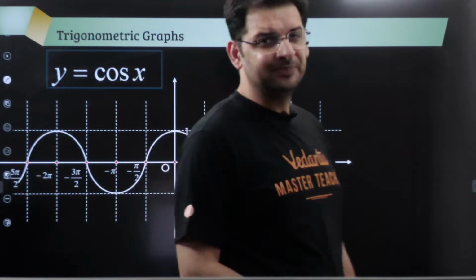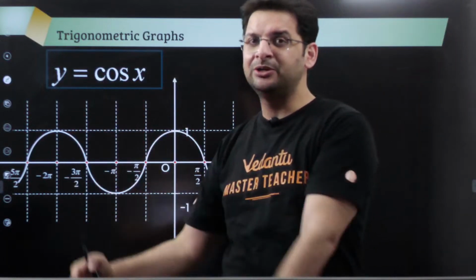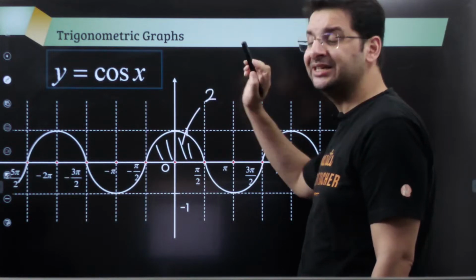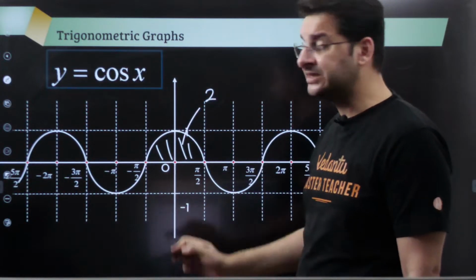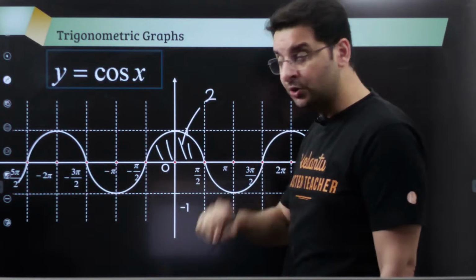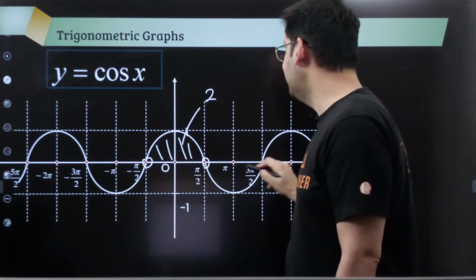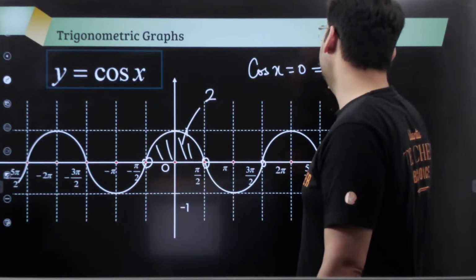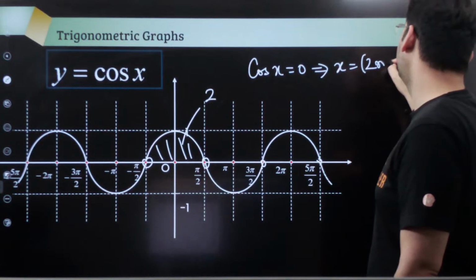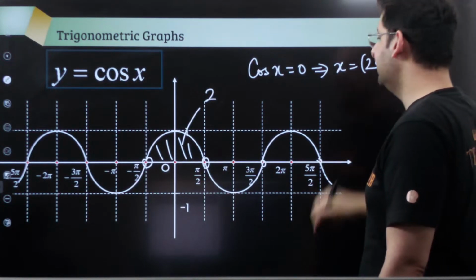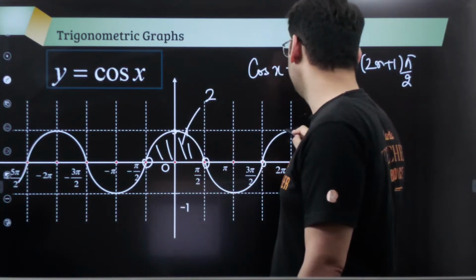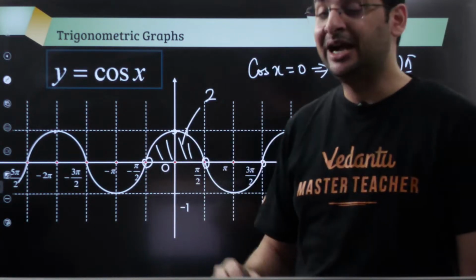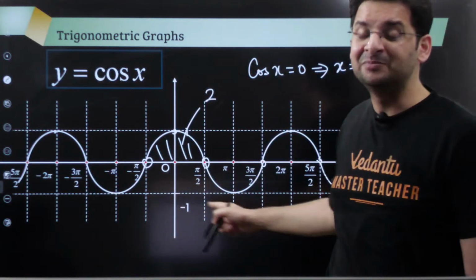Cos x, again, shift the entire graph by pi by 2 towards left and you get cos x. So this is the area, this is 2 square units. So area is exactly the same. So area of one loop of cos x, 2 square units. You should know that at odd multiples of pi by 2, cos x is 0. Very important. At even multiples of pi, 0, 2 pi, minus 2 pi, 4 pi, minus 4 pi, cos x is 1. At odd multiples of pi, cos x is minus 1.